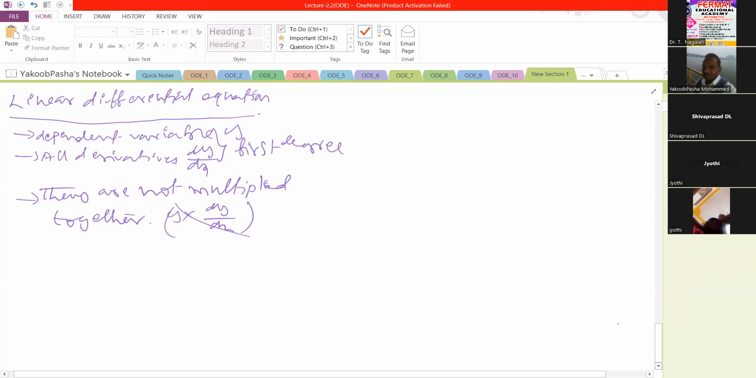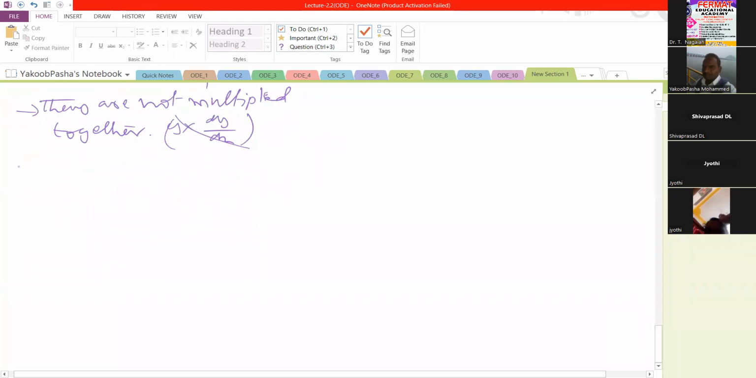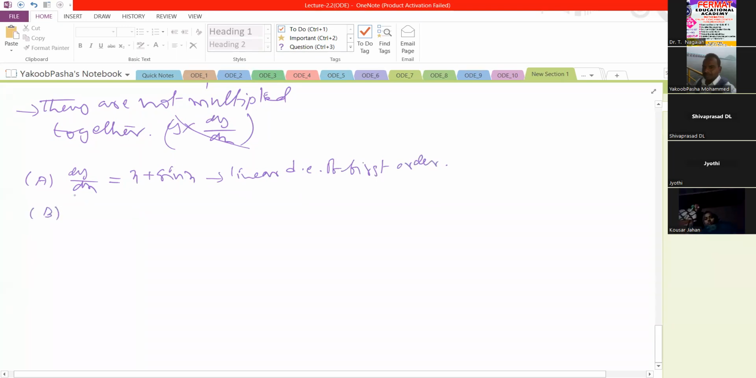I'm taking some examples here. First example, I'm writing capital A. Now, you see the differential equation dy by dx is equal to x plus sin x. Is it linear or not? It is a linear differential equation, of first order. And I am taking another example, B.